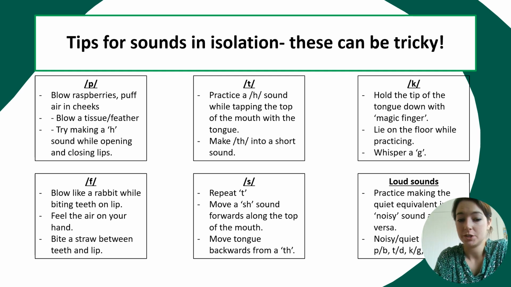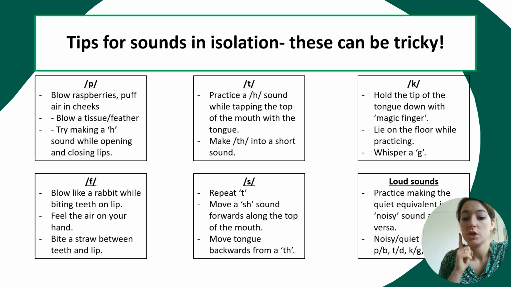Another method is producing a sh sound and seeing if they can slide this forwards along the top of their mouth. For example, sh, and encourage them to smile as they do it. The next method is producing a th for thing sound and moving their tongue backwards. You'll notice with both the sh method and the th method, I'm smiling as I produce this sound, which will encourage the tongue into the correct position.